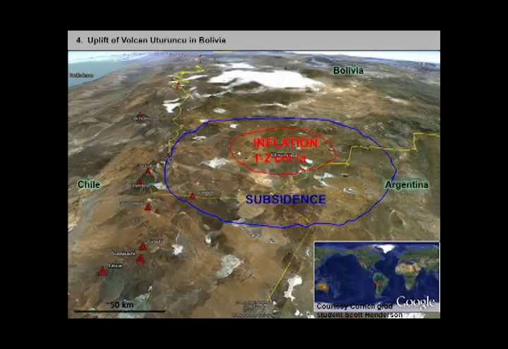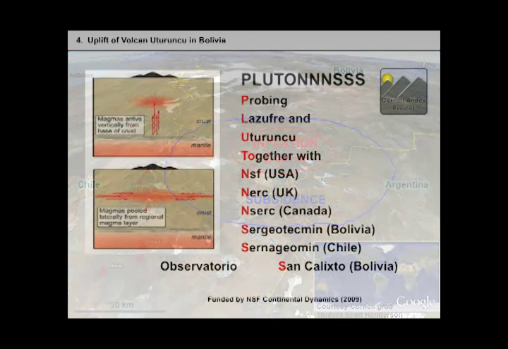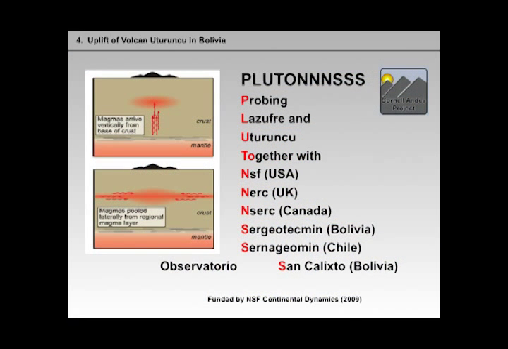So here's Uturuncu, and the inflation is focused and centered on this volcano, which last erupted 200,000 years ago. It's surrounded by a zone of subsidence, which is very interesting. And once you get to the limit here, there is no deformation. So this is the Salar de Uyuni for reference up north. Here's the volcanic arc. So this volcano sits in the back arc, and it's been the largest region of uplift not associated with an active volcano that's been discovered to date.